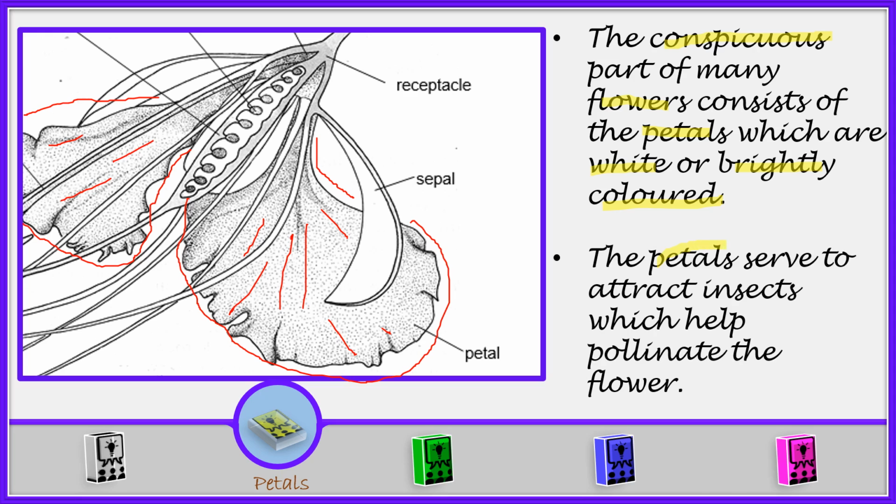The petals serve to attract insects, which help pollinate the flowers. So the function of the petals is mainly to attract insects, which will come and pollinate the flower. How do they attract the insects? One, they are conspicuous. They can easily be seen from very far. Secondly, they might be white or brightly colored, which can be seen from a long distance.